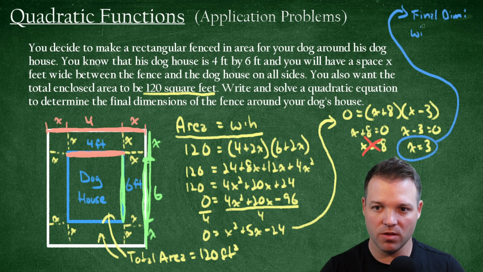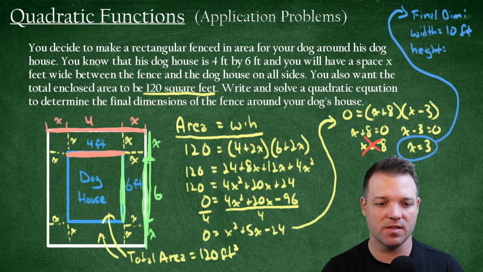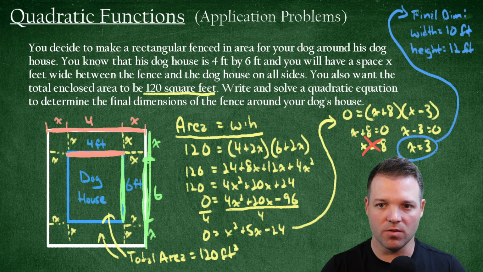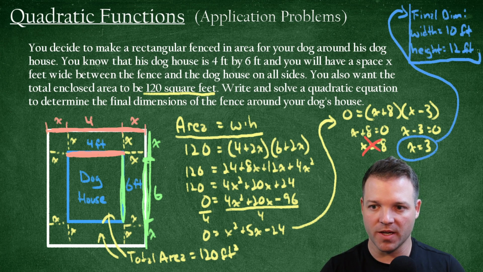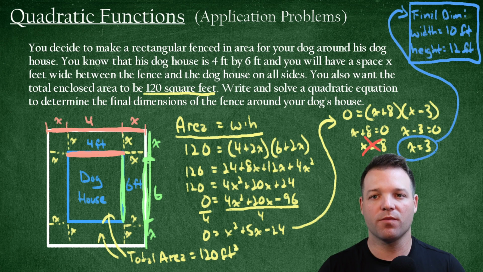So we'll say width equals 10 feet. And the height, let's see here, the height was originally 6 plus 2 of these x's. So 6 plus 6 is going to be 12 feet. And there we go. We can put a little box around our final answer here. So with x being 3, we have a final width of 10 feet and a height of 12 feet in this situation.